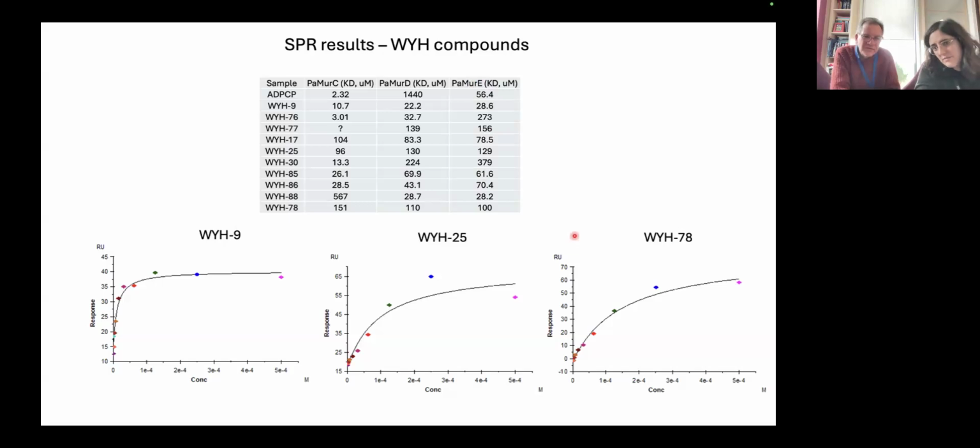What's the significance of the different colors on the points? Oh, these are different concentrations. They're just colored differently. There's no significance.